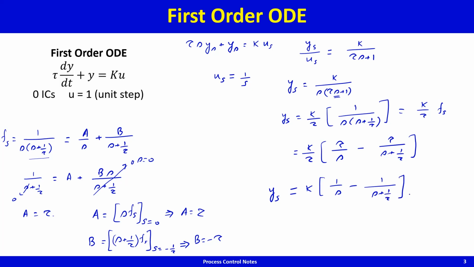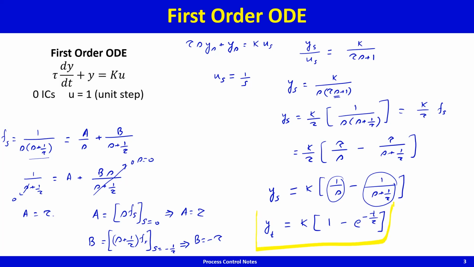And now, this is the Laplace transform of the unit step, this is the Laplace transform of e to the power minus t by tau, and therefore inverse Laplace transforming y of s and going back to the time domain, you get y of t is equal to k times (1 minus e to the power minus t by tau).